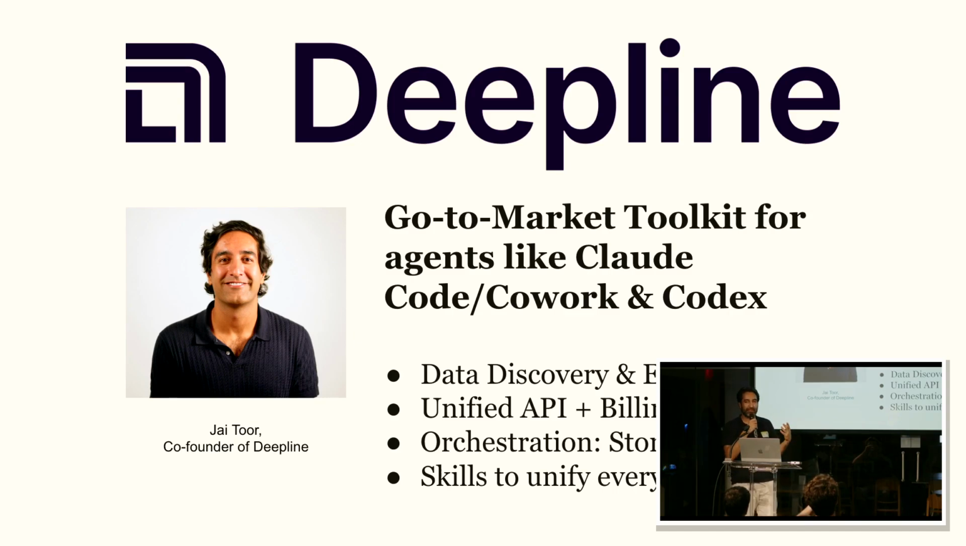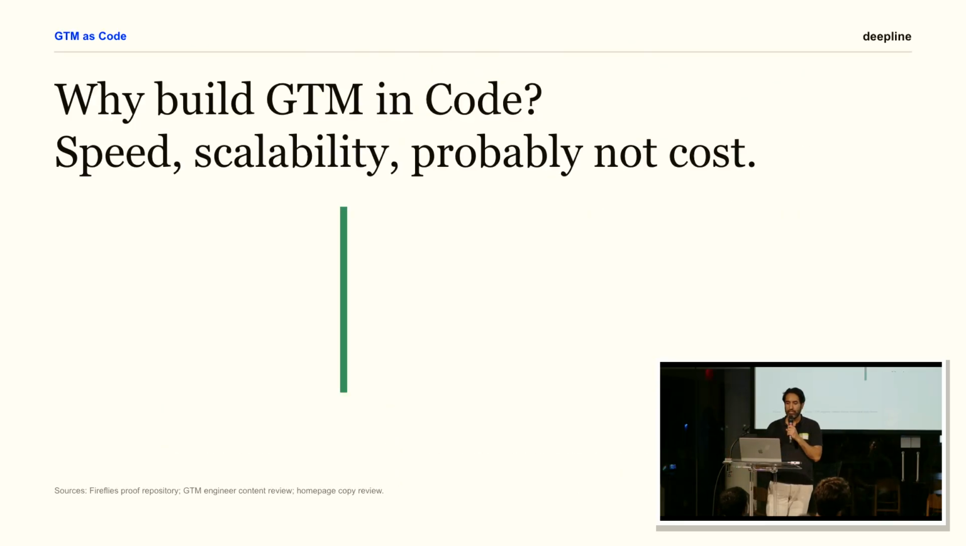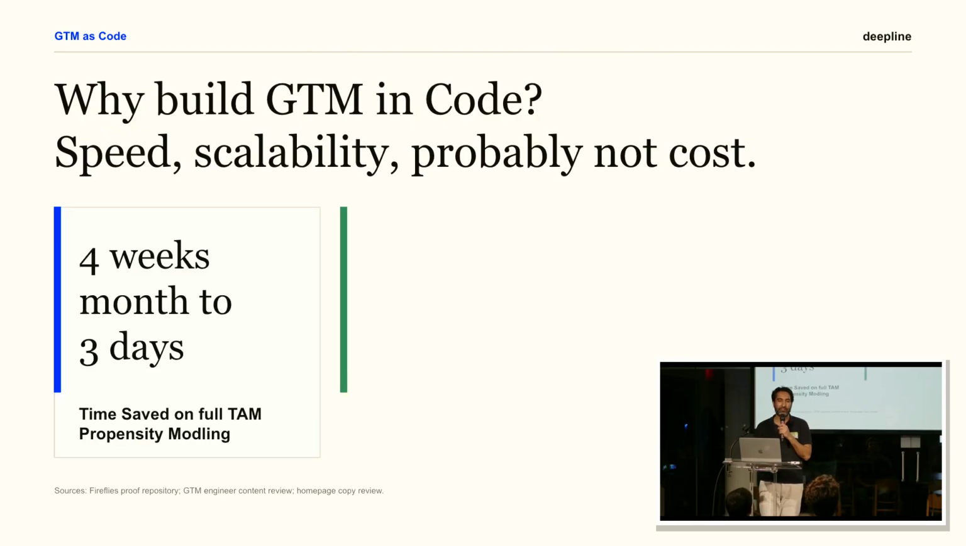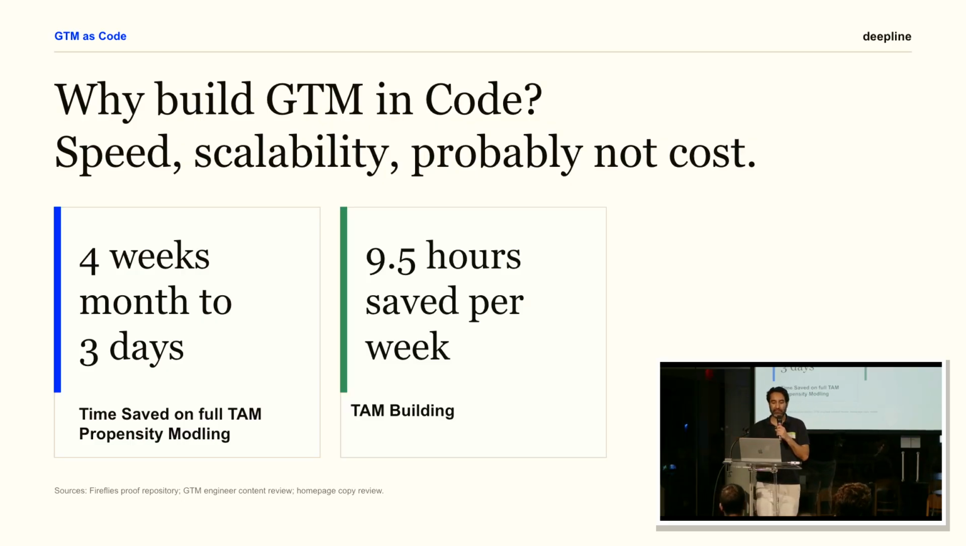So there's a lot of similarities to something like Vercel, where you can just go deploy an app on Vercel and it works out of the box. We're building that for GTM. And so why build GTM in code? Why not just use the existing tools that are out there? Here's what we've seen just switching from our previous environment of building everything in no-code tools.